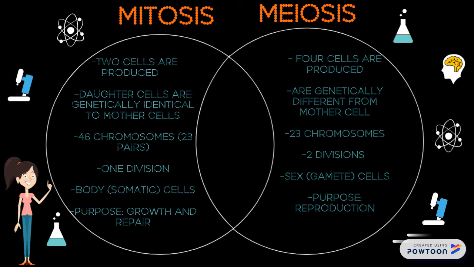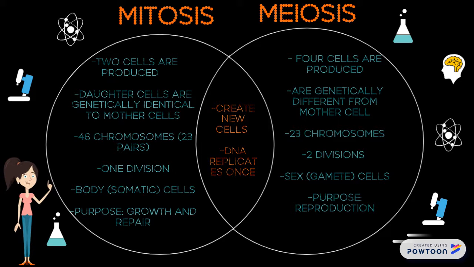Meiosis, on the other hand, produces a total of 4 daughter cells, which are genetically different from the mother cell. These are haploid and consist of 2 rounds of division. Their main purpose is to allow reproduction to occur. Finally, while they are extremely different, they also share a few similarities. For example, their ability to create new cells and replicate DNA.